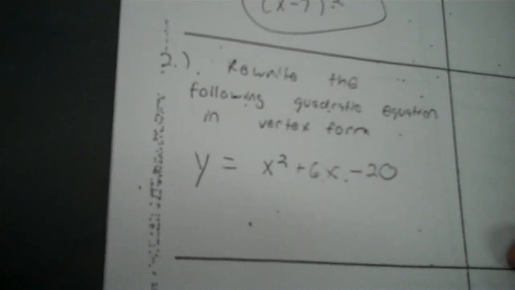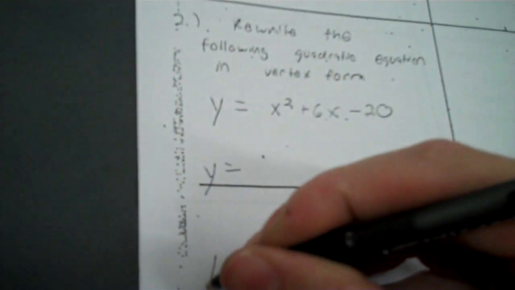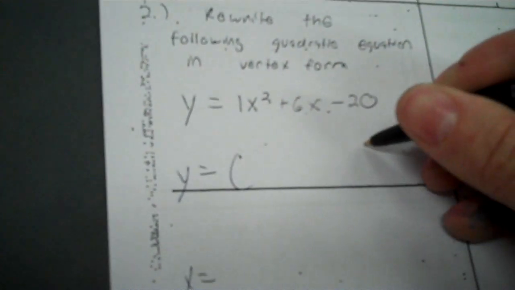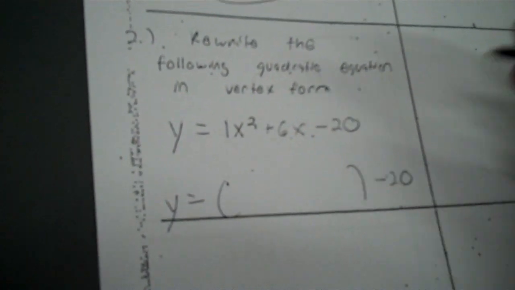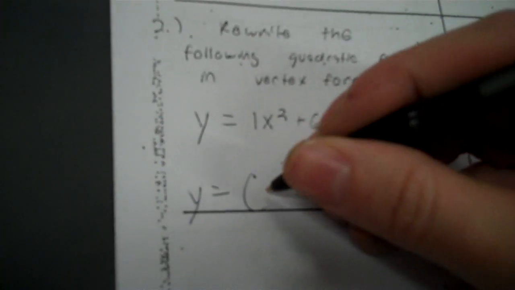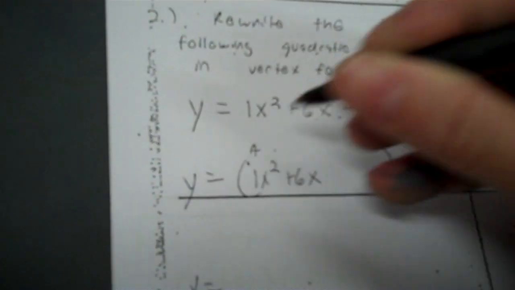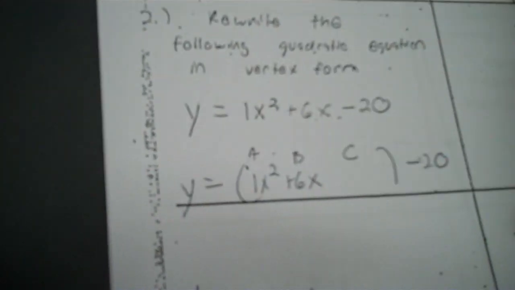Okay, number 2, rewrite the following quadratic equation in vertex form. So that's standard form. We have to rewrite that in vertex form. Remember, a quadratic equation is one where the variable's highest power is a 2. Okay, so you're going to make a parentheses. You put a 1 there. Kick out minus 20. Now, if that's a 1, that's good. You don't have to divide. Okay, do not divide. Because that's A, that's B, and we have to find C.